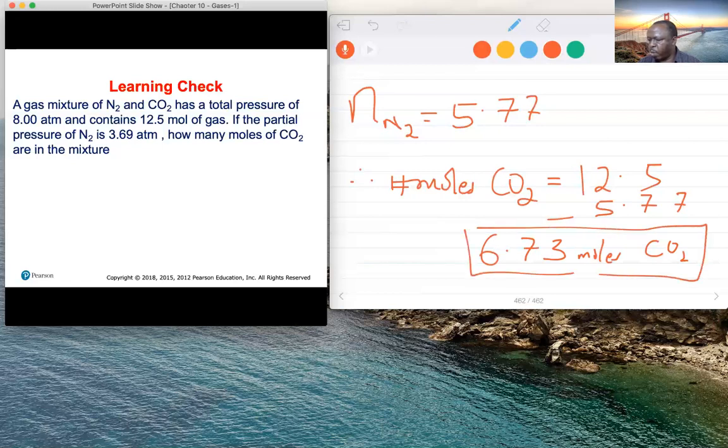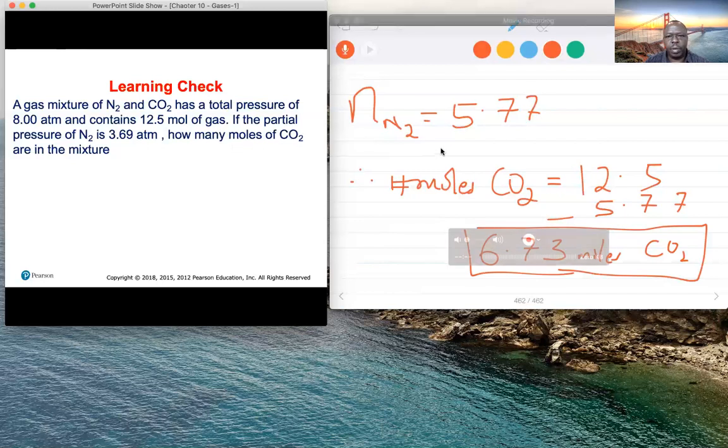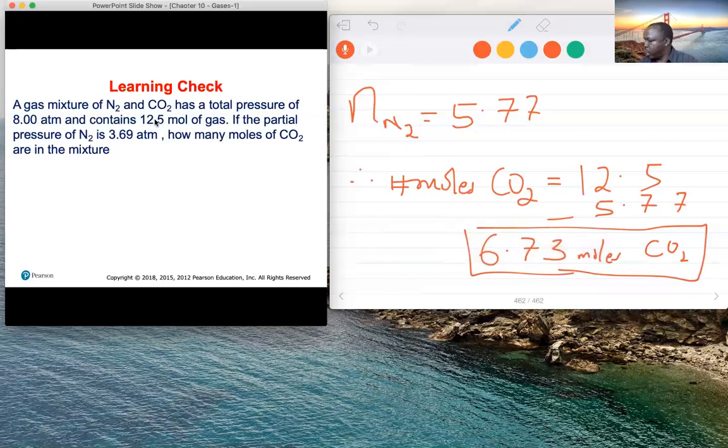If you know the number of moles of nitrogen gas, you subtract from the total. Remember, we are looking for the number of moles of CO2. If we know the number of moles of nitrogen gas, we subtract from the total. This is making use of Dalton's law of partial pressure to figure out the number of moles of a gas, and then we subtract. It just revolves around that. Any question on Dalton's law of partial pressure?